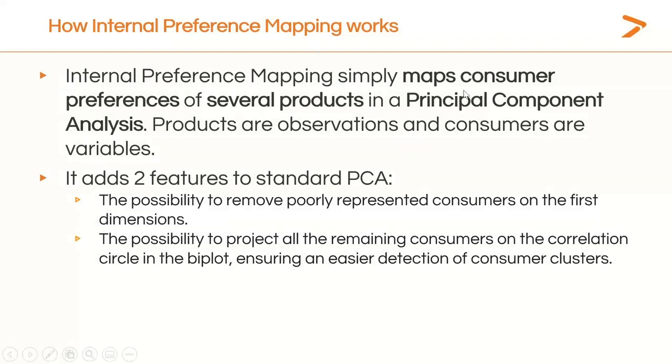So internal preference mapping simply maps consumer preferences of several products in a principal component analysis. For those of you who are familiar with principal component analysis, products will be considered as observations and consumers as variables. Internal preference mapping adds 2 features to standard PCA: the possibility to remove poorly represented consumers on the first dimensions, you will understand what a dimension is later on, and the possibility to project all the remaining consumers on the correlation circle. This also, I will show you what this corresponds to. Anyway, let me tell you very quickly how a PCA works in a very conceptual way.